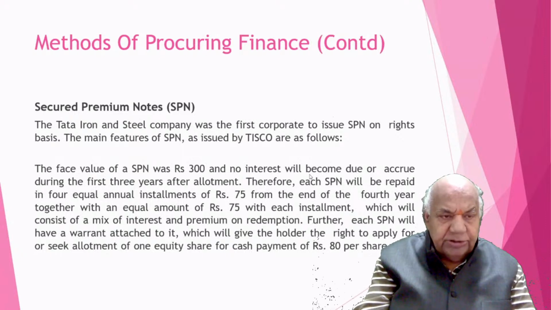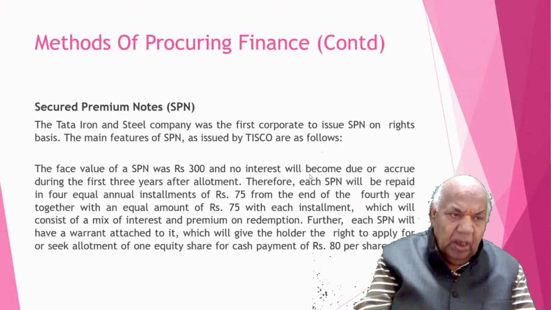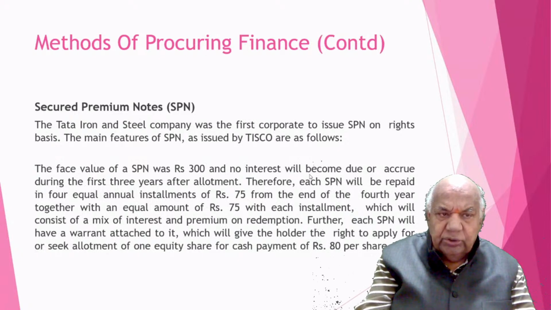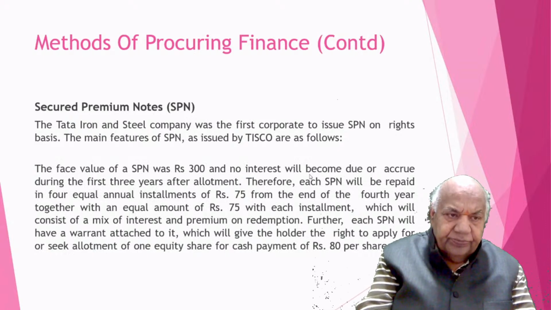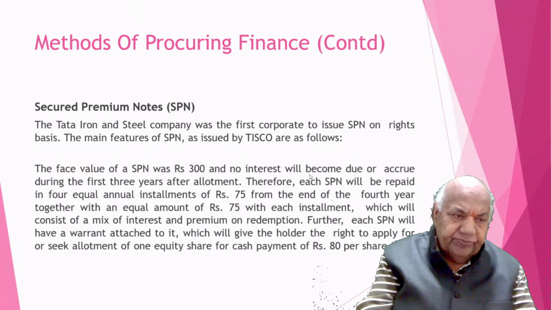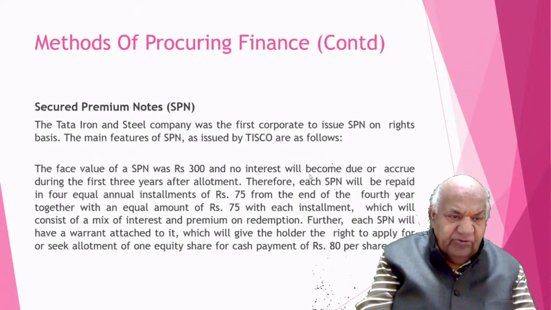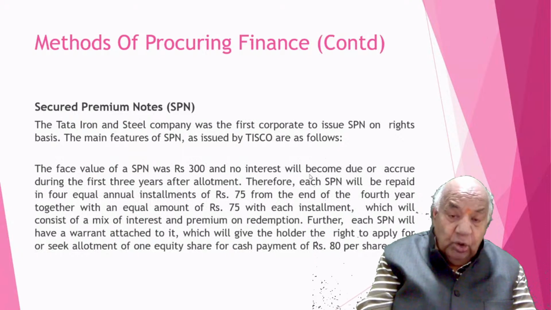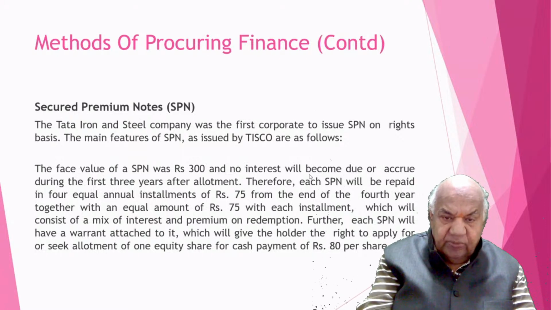Secured premium notes. The Tata Iron and Steel Company was the first corporate to issue secured premium notes on rights basis. The main features of SPN as issued by TISCO are as follows. The face value of a SPN was rupees 300, and no interest will become due or accrue during the first 3 years after allotment.